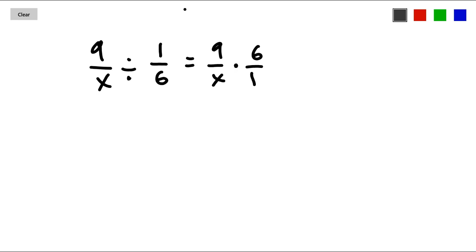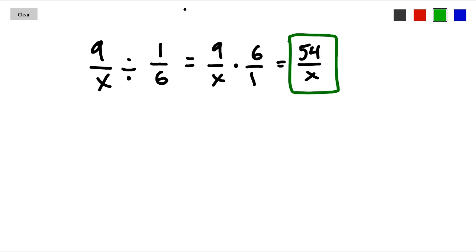And to multiply the two fractions, all you have to do is go straight across. So 9 times 6 gives me a 54 on the numerator, and x times 1 just gives me an x on the denominator. So notice how I don't have any parentheses and I don't have any exponents, so I just go right into the division operation. And it turns out that the only thing that I have to do is that division operation in order for this to be fully simplified.